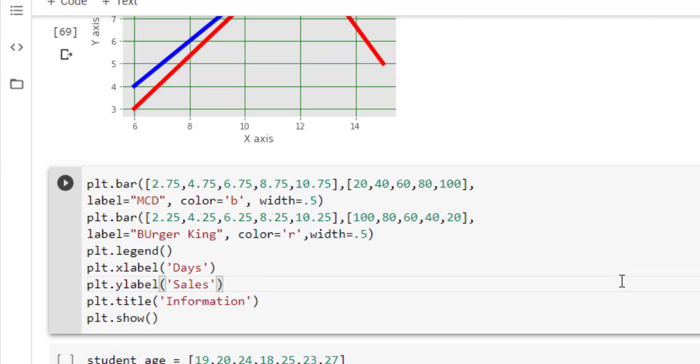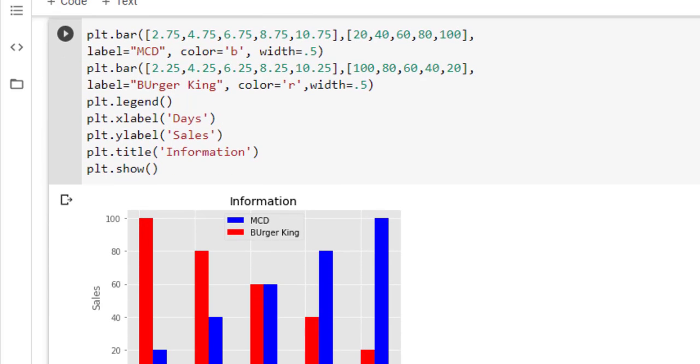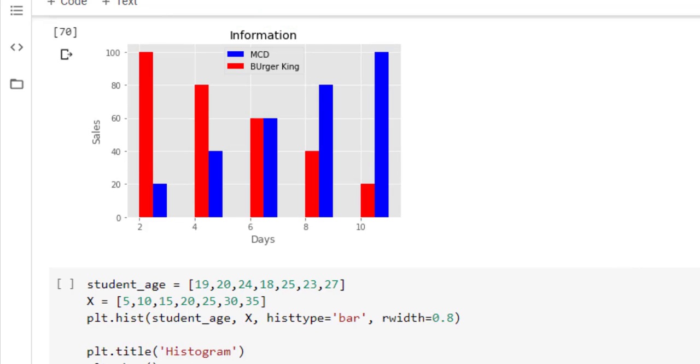Next we plot a bar graph for McDonald's per day sales, and for the given data for McDonald's and Burger King, we get this type of data. In the middle you can see that both have equal. plt.title denotes the title of the graph, xlabel denotes your days, and ylabel gives the label to your y-axis. And the blue color we defined for McDonald's, and the red color is defined for Burger King.